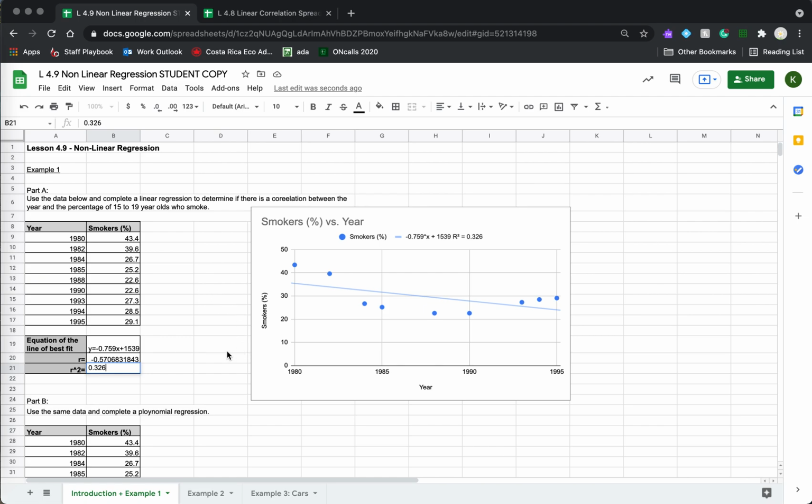Okay, so now what we want to do is look at this data. Our R value is 0.57, so we have a moderate negative correlation here. So it's not bad, but it's not great. Our R squared is 0.326, so 32.6% of the variation in our y's can be determined by the variation in our x's, which isn't great.